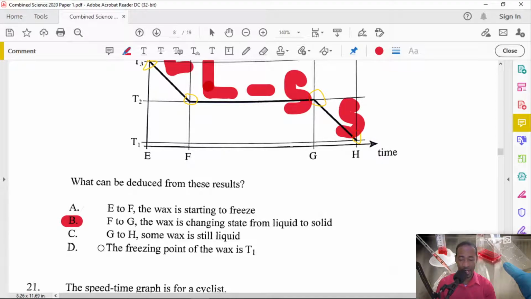So here, liquid to solid is the option. That is cool. All right, let's look at G to H. G to H, some wax is still liquid, which is not true because it's going to be solid at this point. The freezing point of wax is T1, which is not true, because remember here you have to have a next line to determine where the freezing point will be. So B will be our answer.